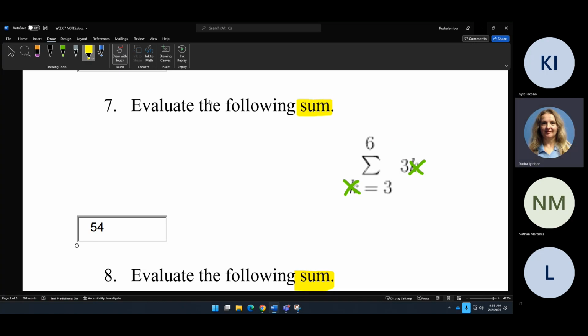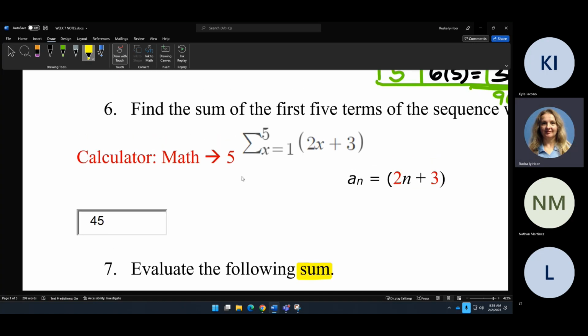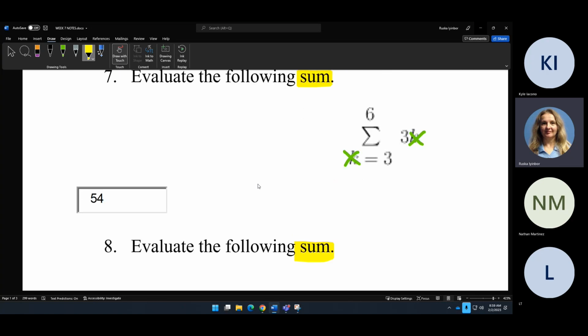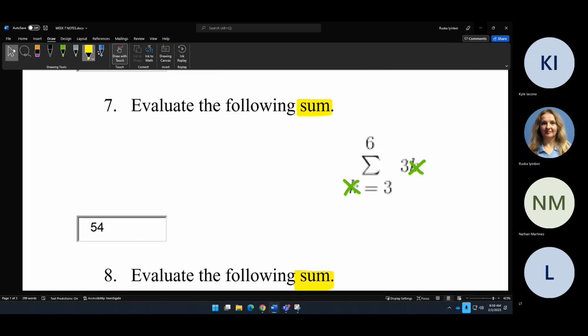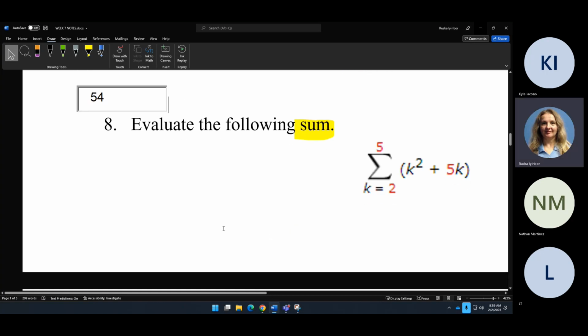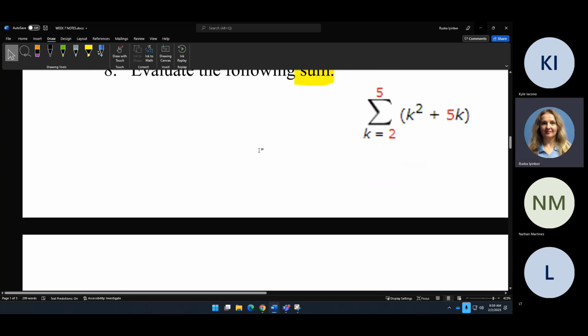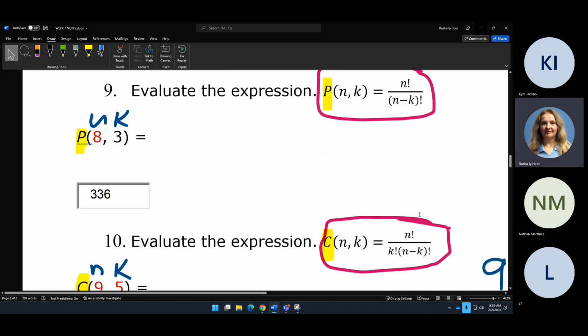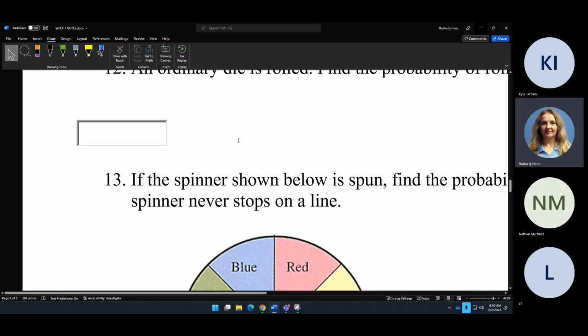So every time you see find the sum, you can use the calculator. Okay, got it? Okay, how do you do the next one? The same one, right? So we have the find the sum of this one.